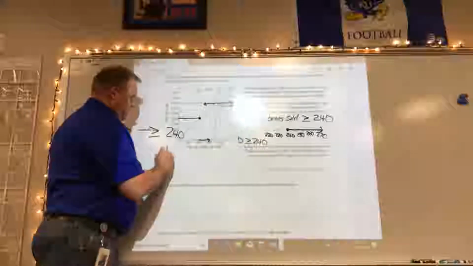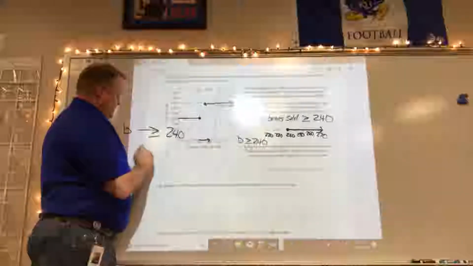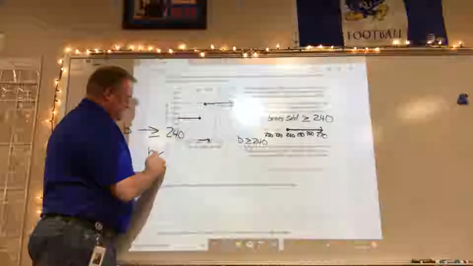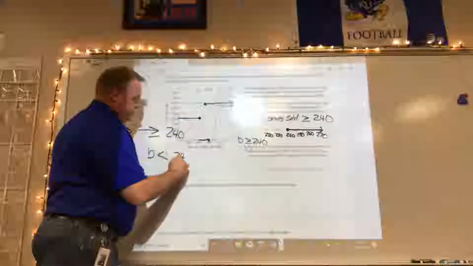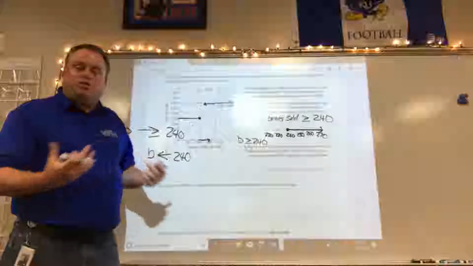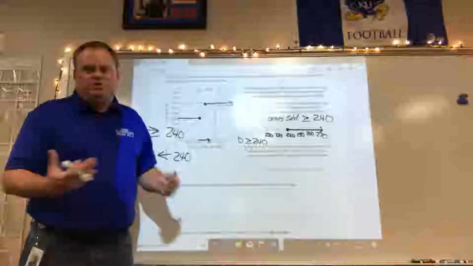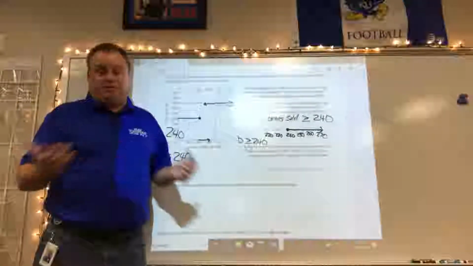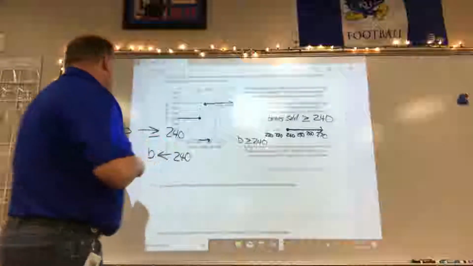Meaning that if I made that an arrow, I know my line is going that direction. If it happened to be B is less than 240, if I made an arrow, it would be going that direction. That's one of the tricks to this. It's one of the reasons why we want it on the left-hand side. It makes graphing much easier.